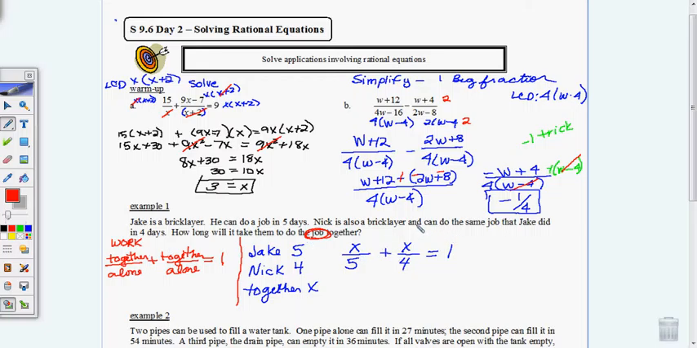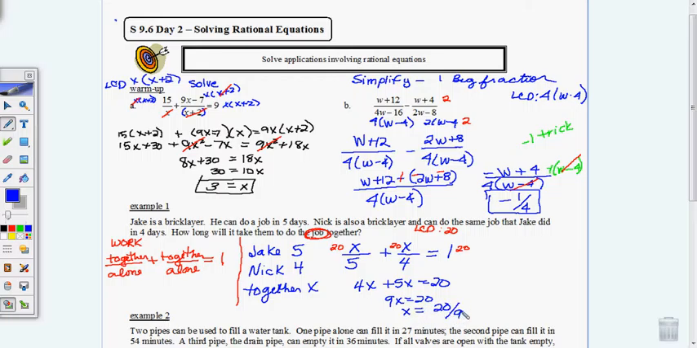With a rational equation, we need to find our LCD, and I'm hoping you can see that the LCD in this case would be 20. So I'm going to multiply by 20 and by 20 and by 20. Again, don't forget that 1 being multiplied by 20. So I end up with 4x plus 5x equals 20. So 9x would equal 20. x would equal 20/9 days.